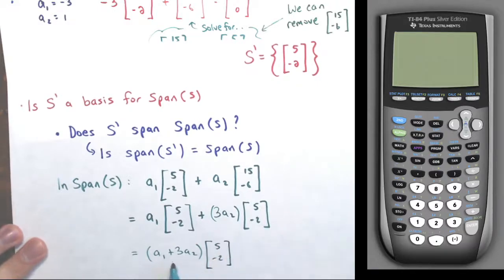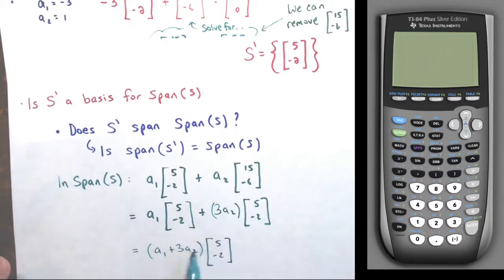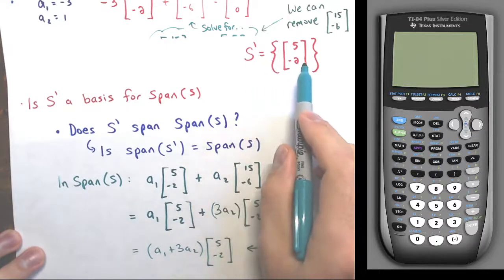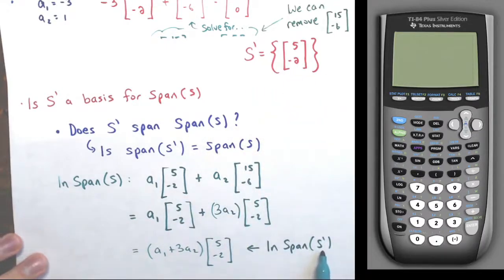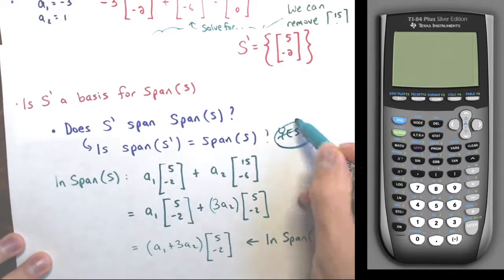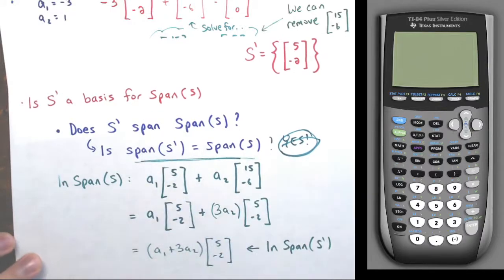So can you see from this line of reasoning that every linear combination of 5, -2 and 15, -6 is just a scalar multiple of 5, -2? And this vector would be in the span of S prime, because S prime is just the vector 5, -2, so the span of S prime is made up only of multiples of 5, -2. What we're seeing is that every vector in the span of S is also a vector in the span of S prime. So the answer to this question is yes. The span of this one vector is equal to the span of the two vectors we started with.